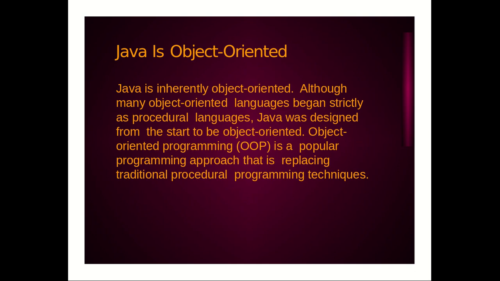Another one is that Java is an object oriented programming language. It is a core feature of Java. Although many object oriented languages started out as procedural languages, object orientation is a popular programming approach that replaces the traditional procedure oriented programming technique, in which we define the classes and their members and then create instances of that class. It is called an object oriented programming language.